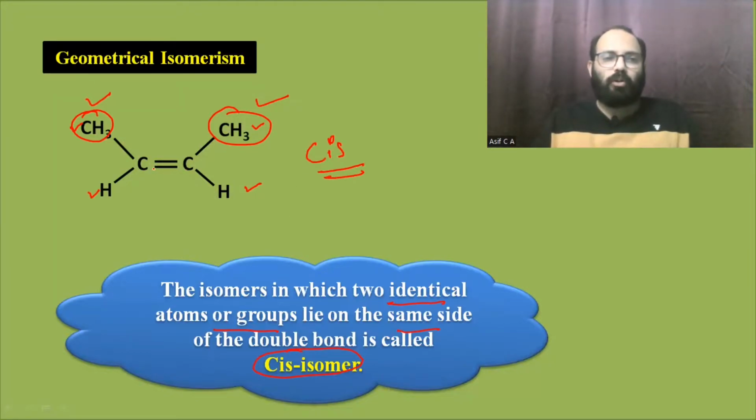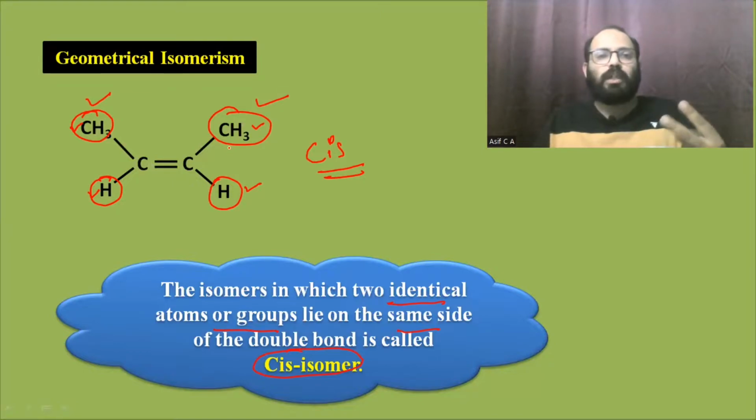we'll call it the cis isomer. So on this side of the double bond, there are two hydrogens. On the opposite side, two methyl groups. So only two identical groups are attached on each side, so we can call it the cis isomer.